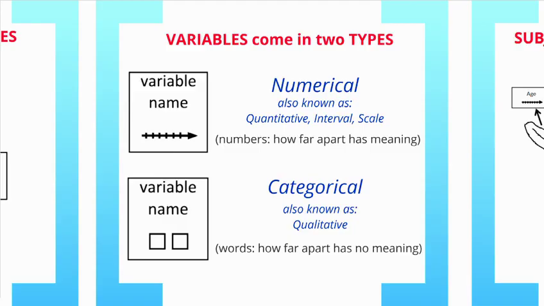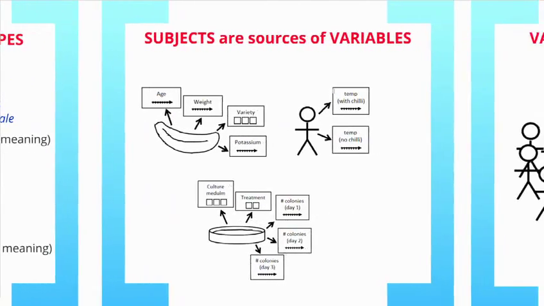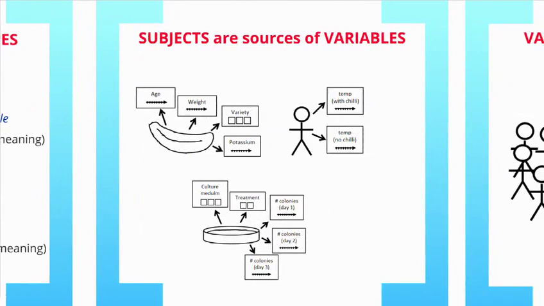All right, so where are we up to? Questions are about concepts. Concepts need to be turned into variables by measuring them. And then the next stage is that subjects are sources of variables. So to a statistician, the word subject means whatever it is that is having information recorded about it today. So the things that are in your experiment or your observational study, they are the subjects.